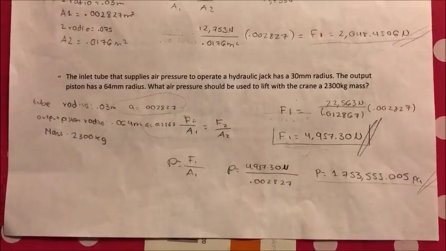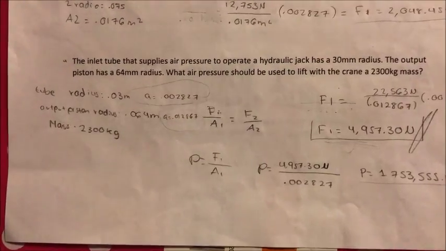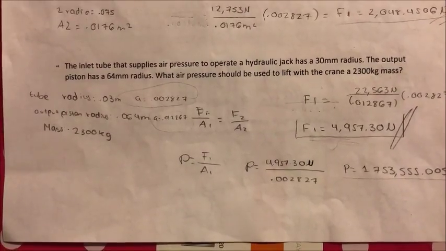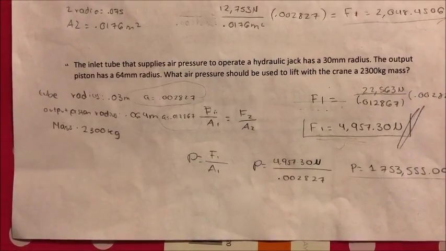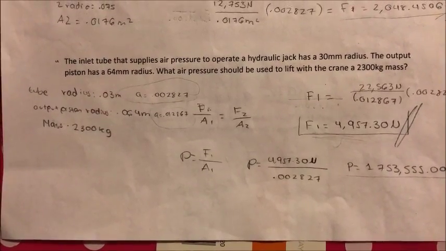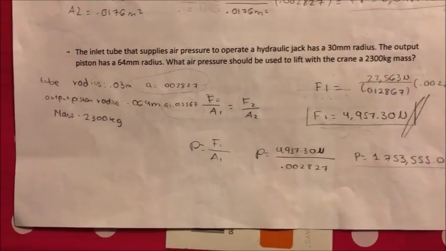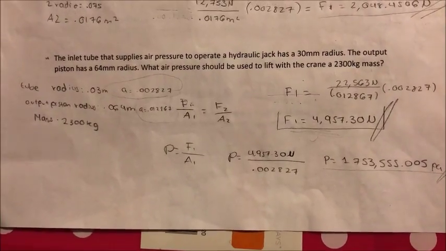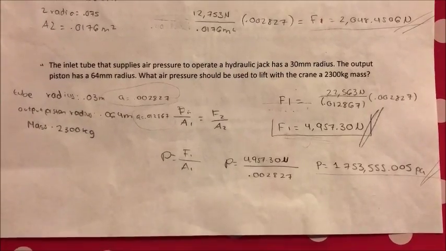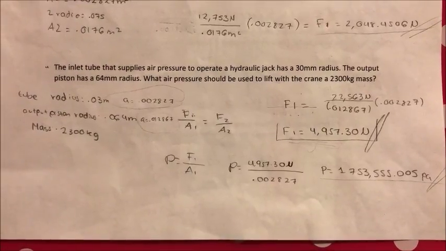We have the radius, so we can get the area with the formula pi times radius squared. My first radius gave me an area of 0.002827 meters square, and my second radius, that was the output piston, gave me an area of 0.012867 meters square. The mass, we already know how to get the force, that is 2,300 kilograms times 9.81. That gives us 22,563 newtons.